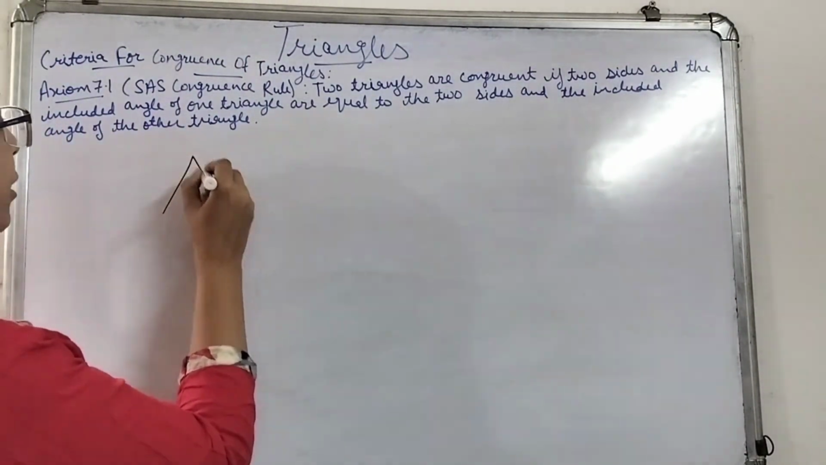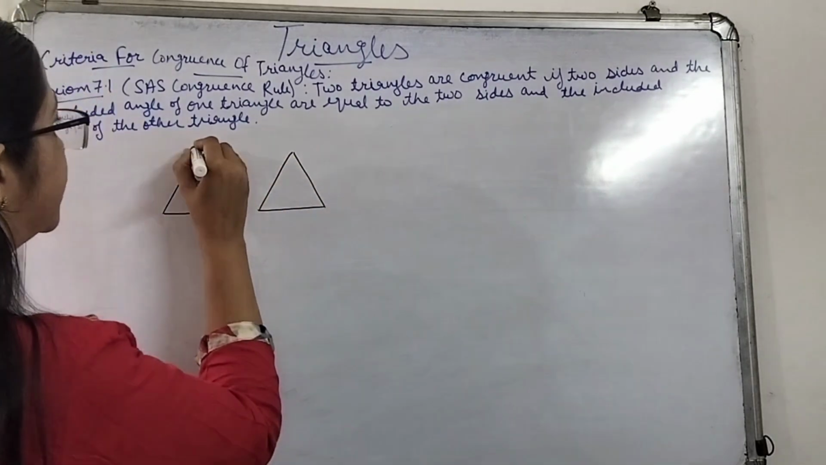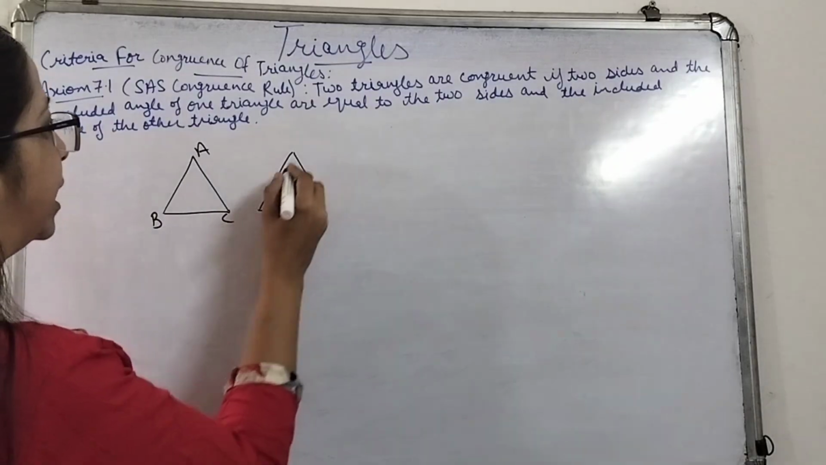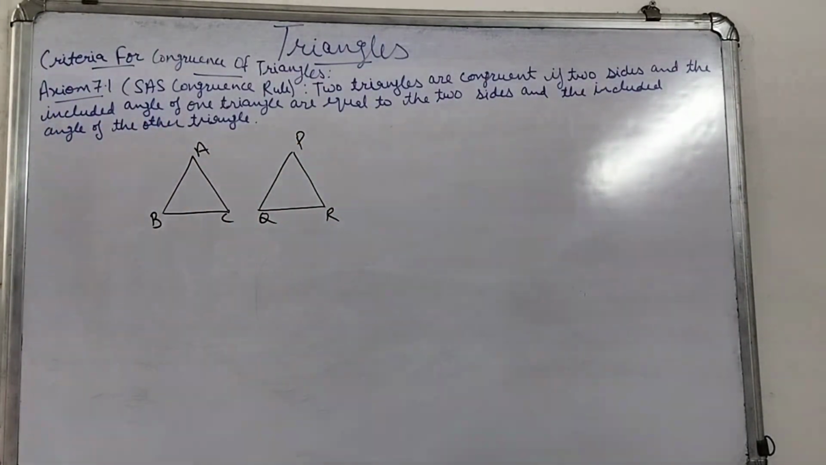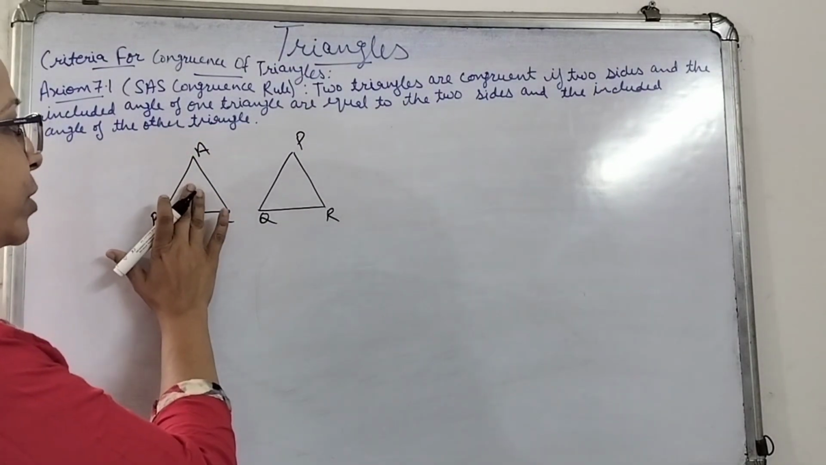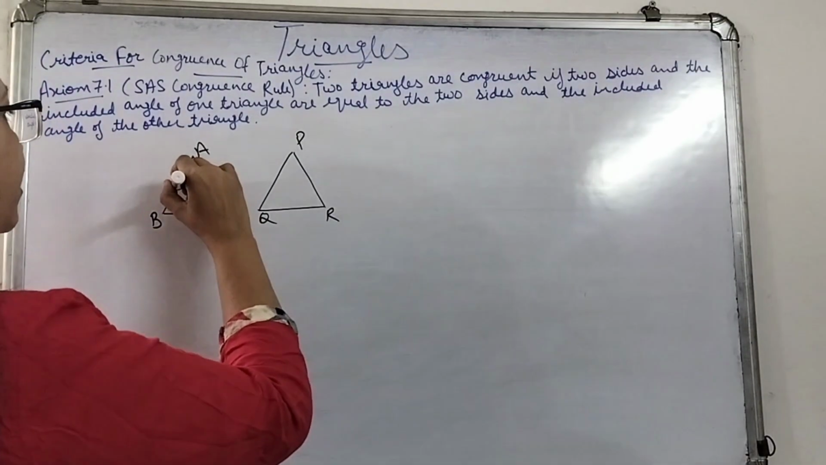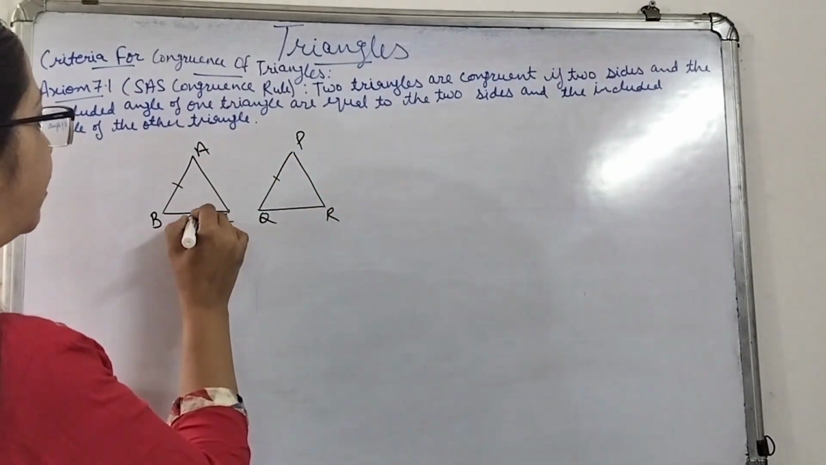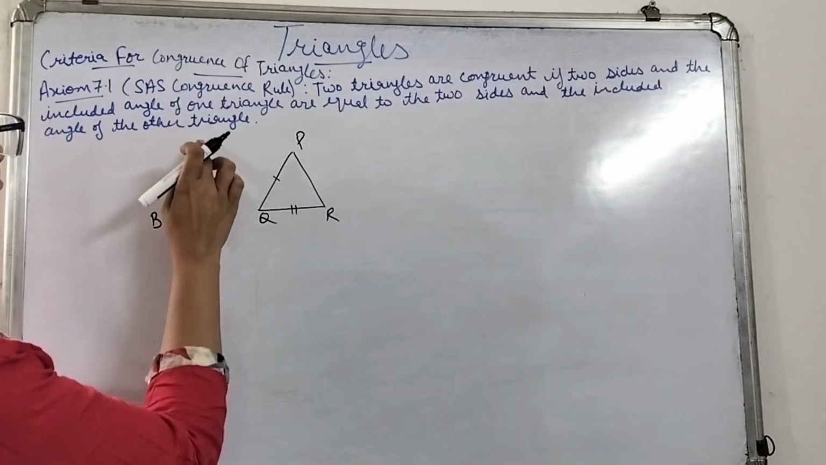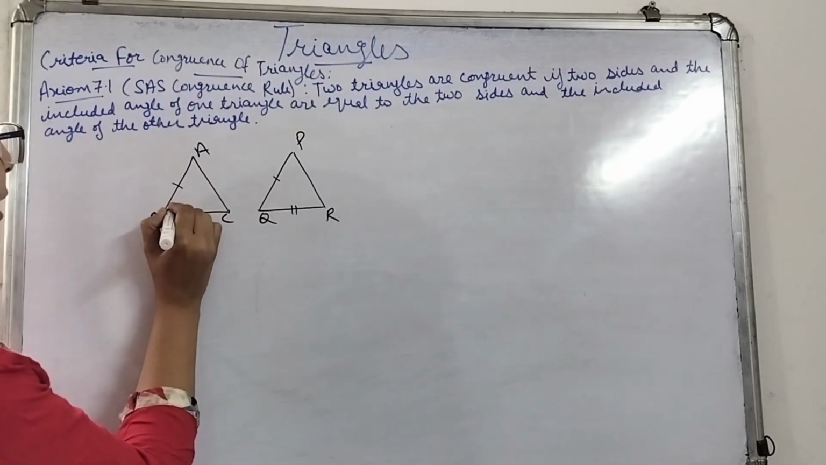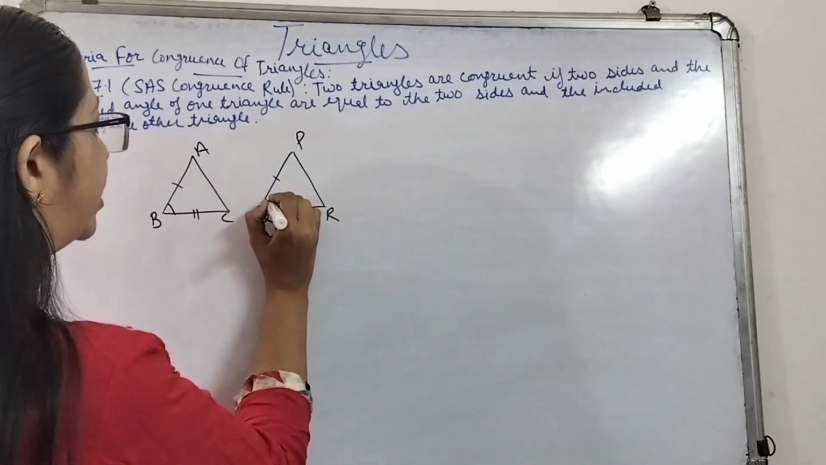That means if two triangles are there, this is one of the triangles and this is another triangle. Suppose this is triangle ABC and this is triangle PQR. So according to SAS congruence, if two sides of this triangle are equivalent to the corresponding two sides of this triangle, that means AB is equivalent to suppose PQ and BC is equivalent to QR, and the included angle of these two sides, for the sides AB and BC, included angle is angle B, and for the sides PQ and QR, included angle is angle Q.